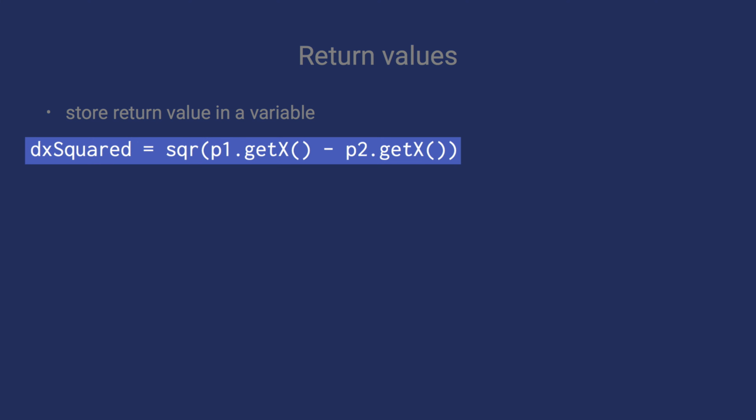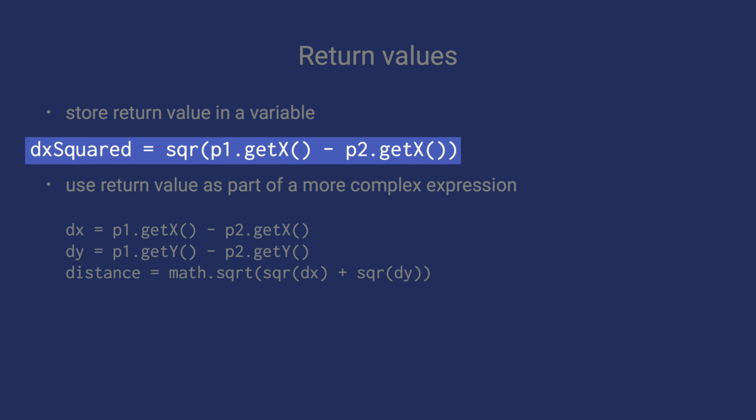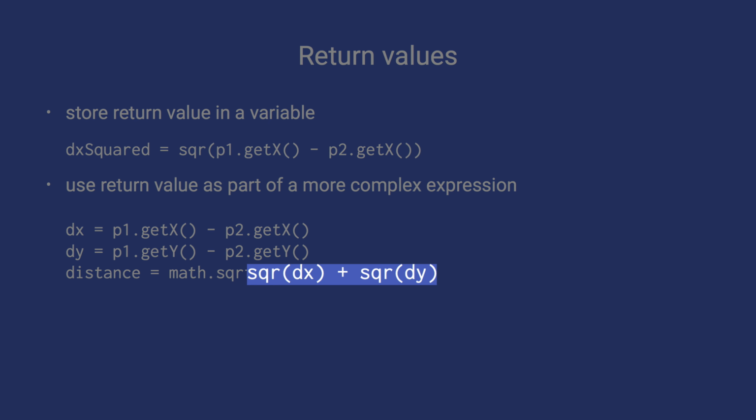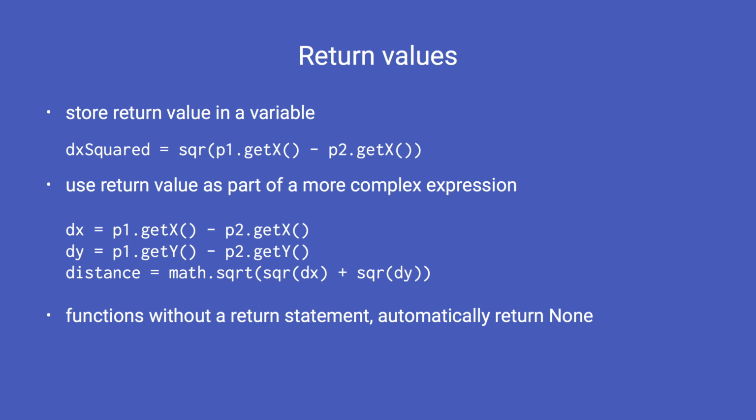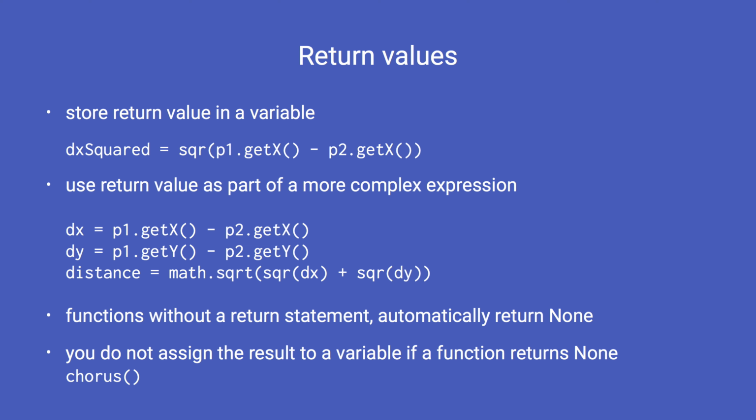As we saw, we can write code that stores the return value in a variable, or we can use the return value as part of a more complex calculation. If a function does not return a value, it automatically returns None, in which case you should not do anything with the return value. We don't want to assign a value to the chorus function that simply output the lyrics to the chorus. It did not have a return statement, so it automatically returned None. We call the chorus function without assigning a value to it, since it does not have a return statement.